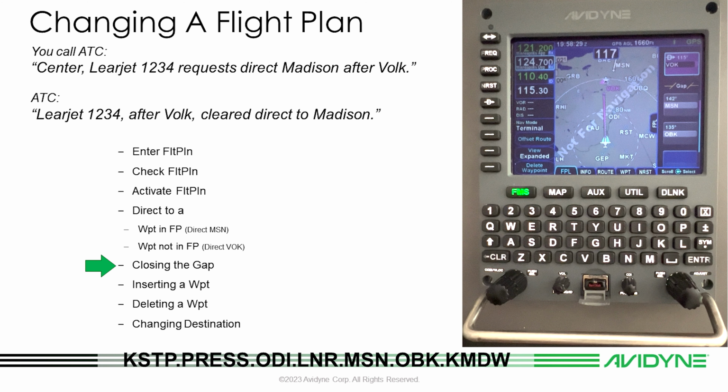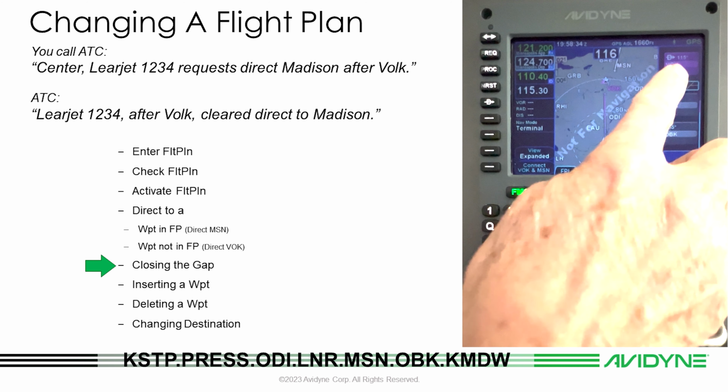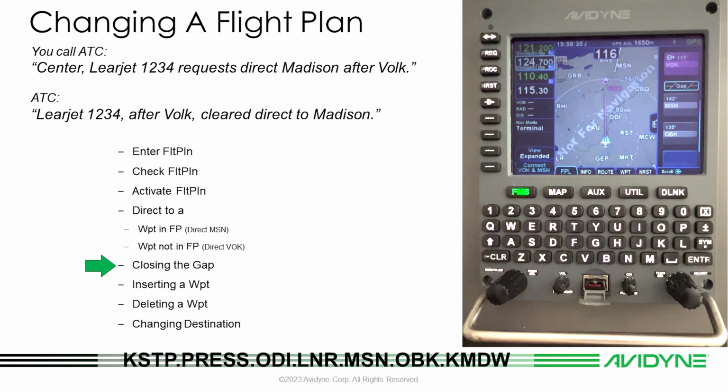Now that we are cleared, we can tell the FMS to remove the gap and link Volk with Madison. Simply scroll the cursor over the gap and you will notice that LSK1 says connect Volk and Madison. So you can hit the LSK1 or simply hit clear to remove the gap. Now upon reaching Volk, we will transition to Madison just as it shows on the map.